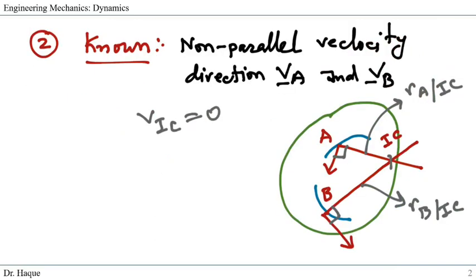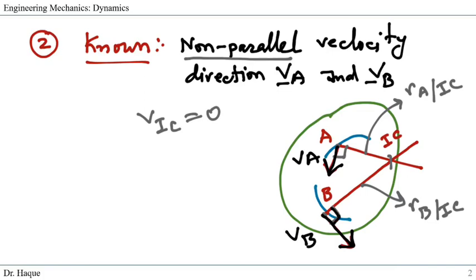The second scenario is that we know two velocity directions, those are non-parallel, on the body. For example, point A here and point B at this point. So there is a velocity VA and a velocity VB. VA is acting in this direction at that instance, and VB in this direction at that instance.